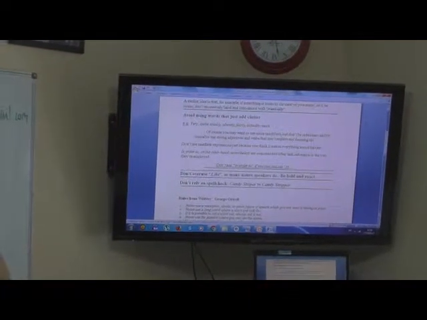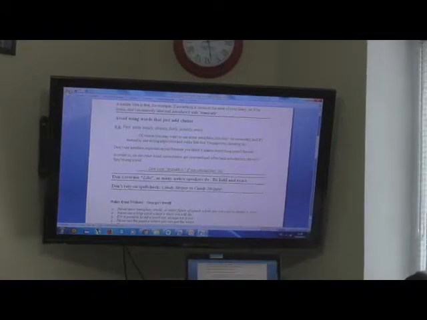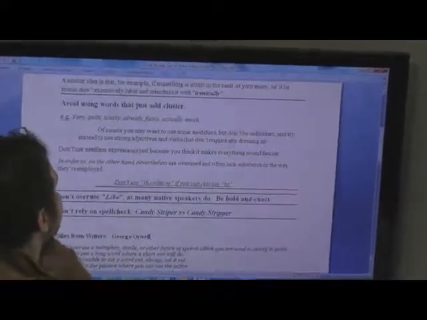Avoid using words that just add clutter. A lot of adjectives. Yeah? A lot of adverbs, I'm sorry. Stephen King every day, I think, writes like 700 words without any adverbs. Okay? You should try.